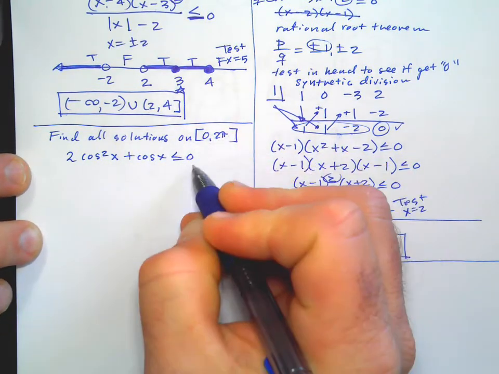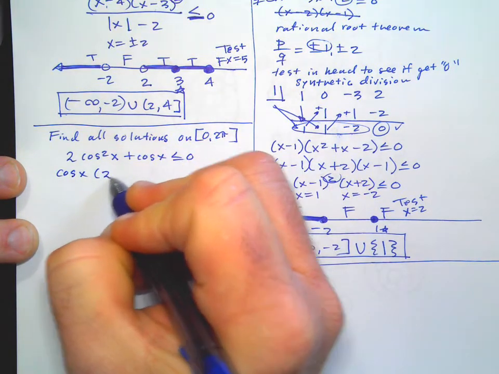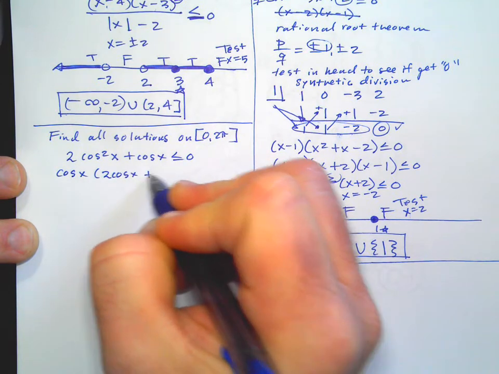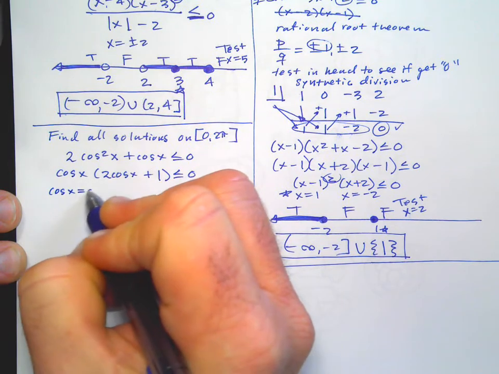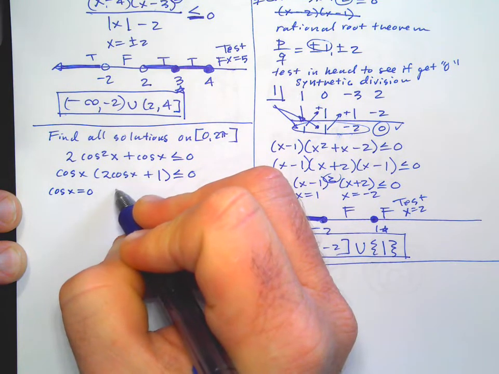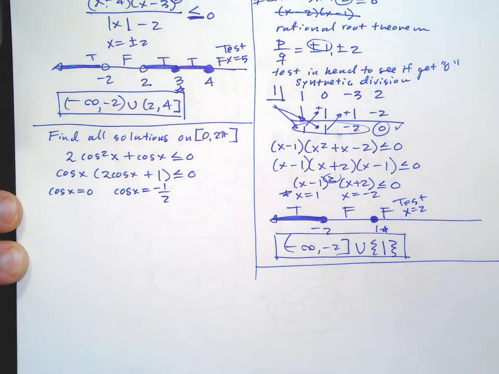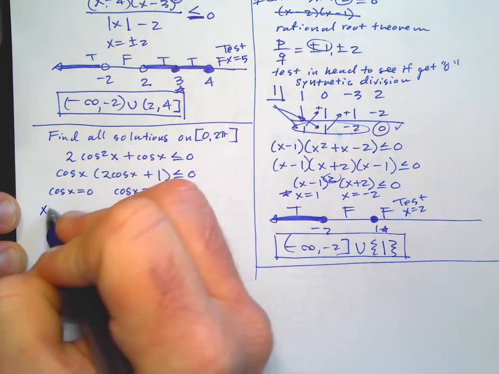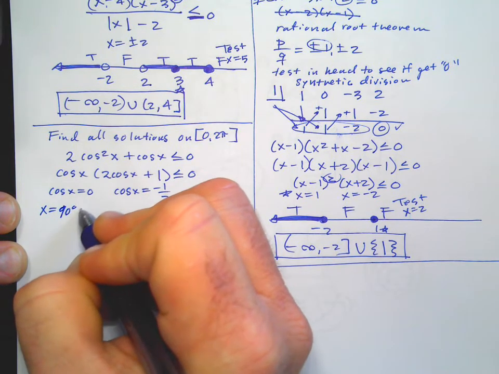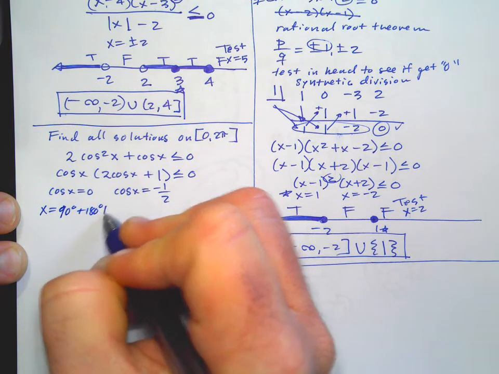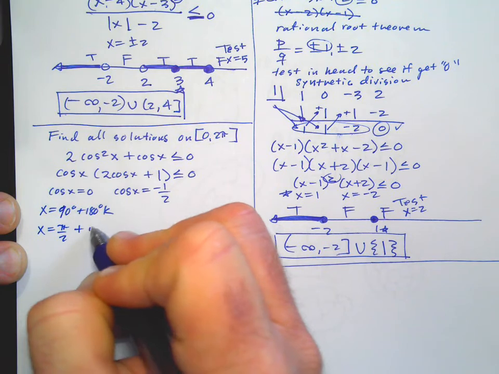So we want everything on one side to 0. We want to then factor it. GCF, try it. And then using zero product property, this would equal 0, or this would equal 0, which I'm going to just cut to the chase and subtract 1 and divide by 2. Now cosine equals 0 at 90 degrees plus 180k, or pi over 2 plus pi k.